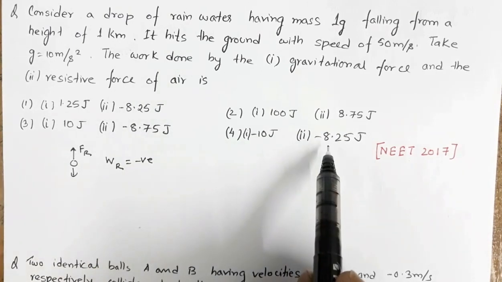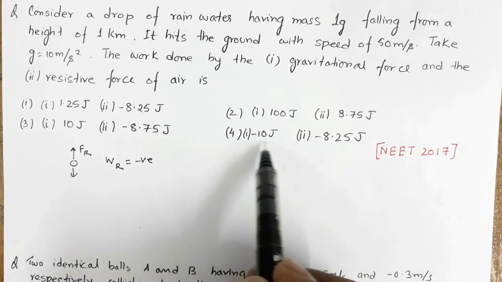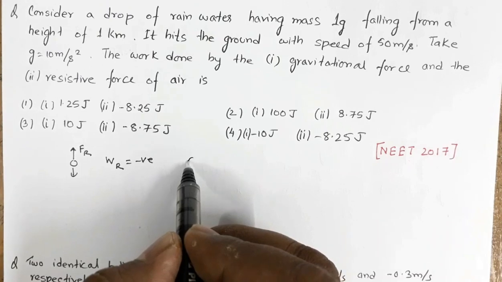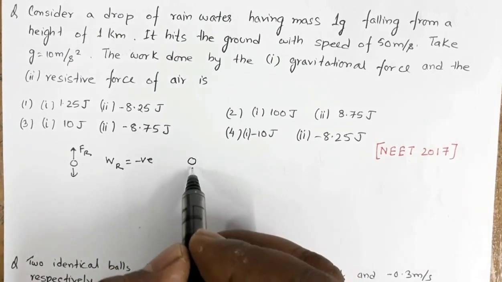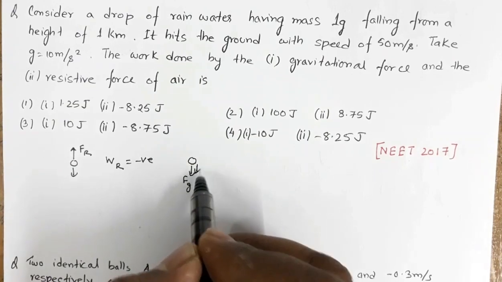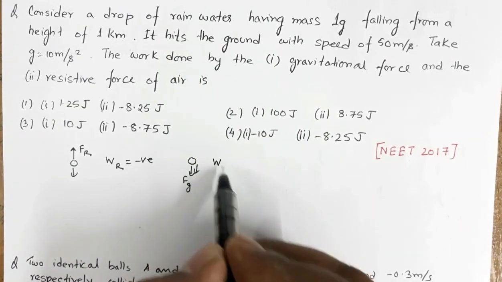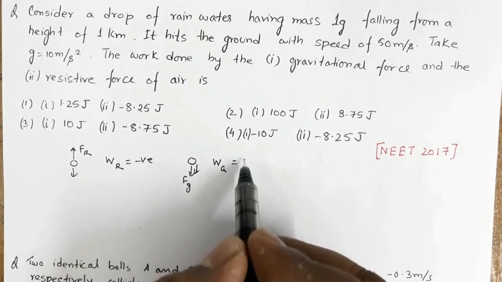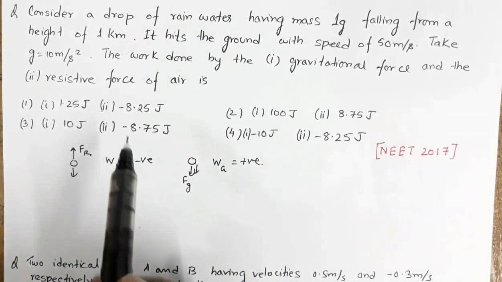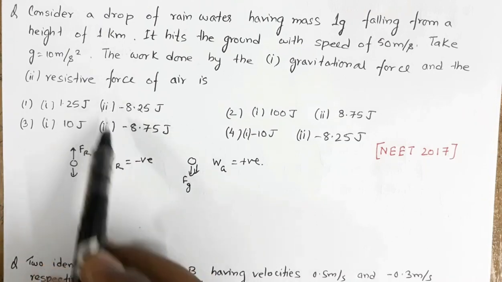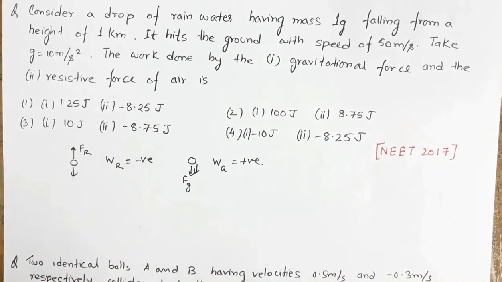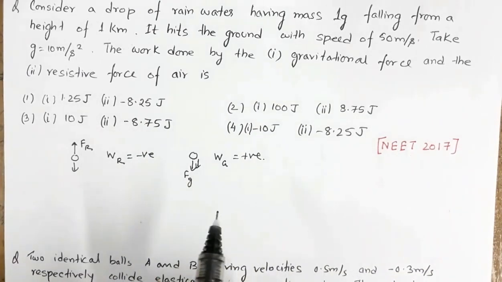This is also negative, but see, this work done by gravitational force is also given negative. So for gravitational force, this is the water drop, gravitational force is acting in the downward direction. Displacement is also taking place in the downward direction. So this work done by gravitational force has to be a positive quantity. So this answer is not possible. So of the given options, only these two options look like possible options. Now let us see how to proceed further.